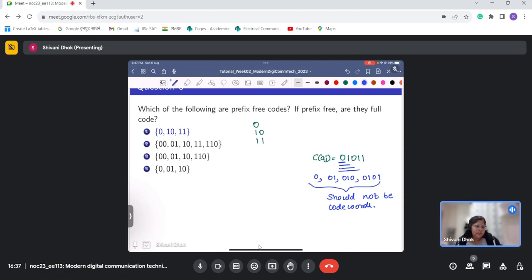So let us try to figure out if that is the case here. These two are two-bit code words, and this is a one-bit code word. We just need to look whether this code word appears as a prefix of the next two. This is 0, and the first bit of both of these is 1, which means this is not a prefix of them. Similarly, it is not a prefix of the third code word either, which means that this first one is prefix free.